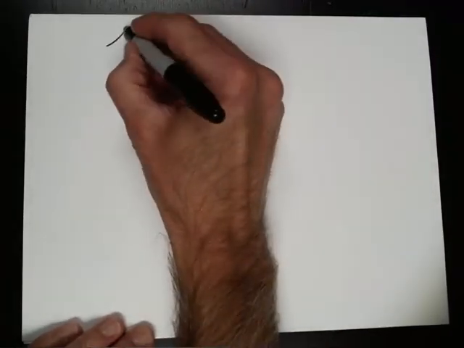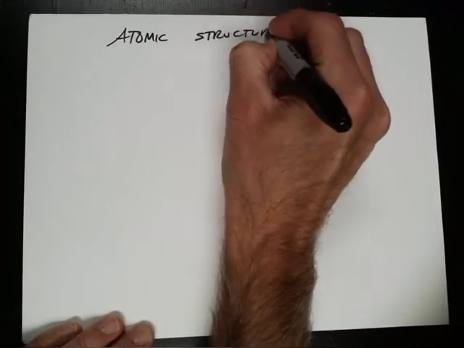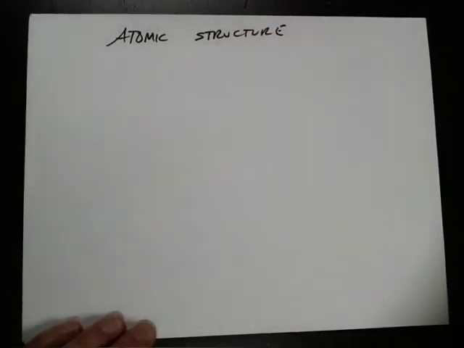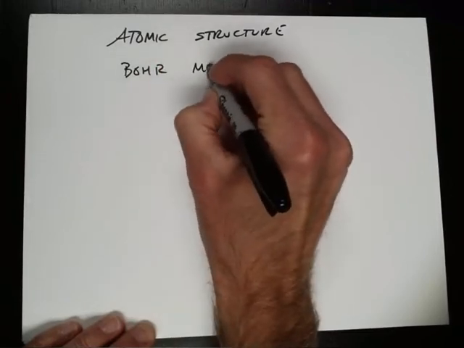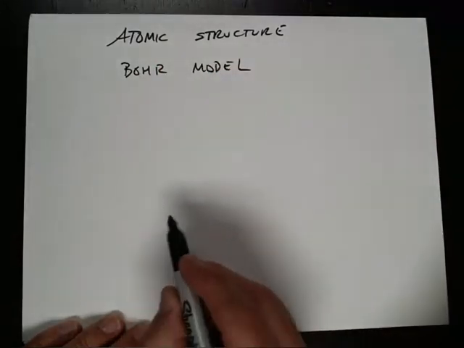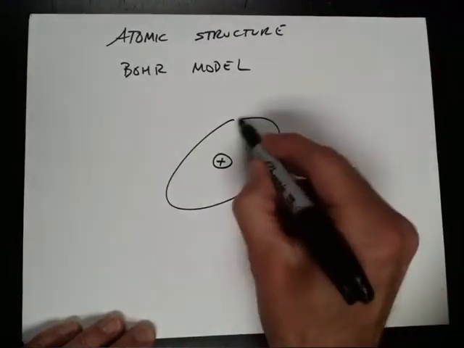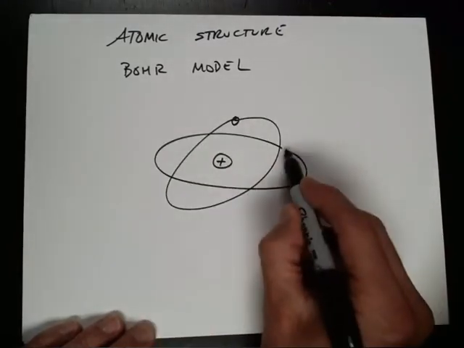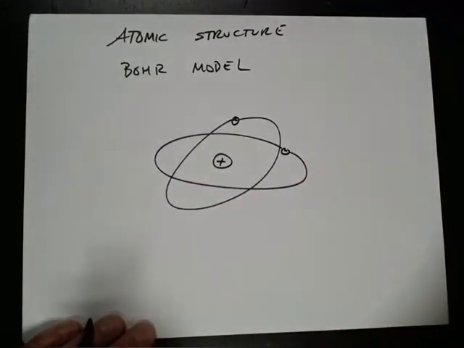Okay, we're ready to start talking about atomic structure. And we're first going to talk about the Bohr model of the atom. You're probably familiar with this model of the atom if you've seen pictures of the atom that have a dense positive nucleus with electrons orbiting around the nucleus. This is essentially the Bohr model of the atom.